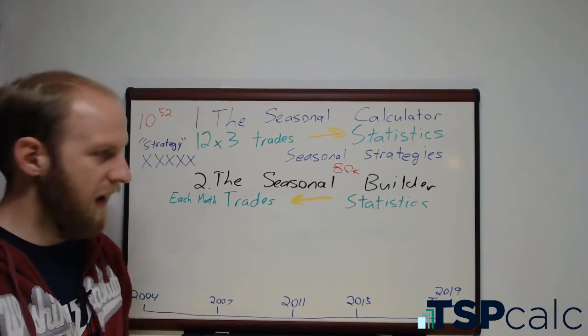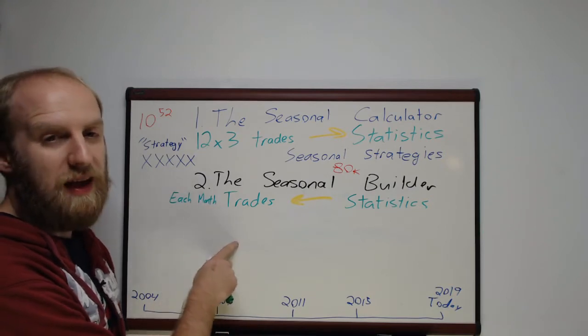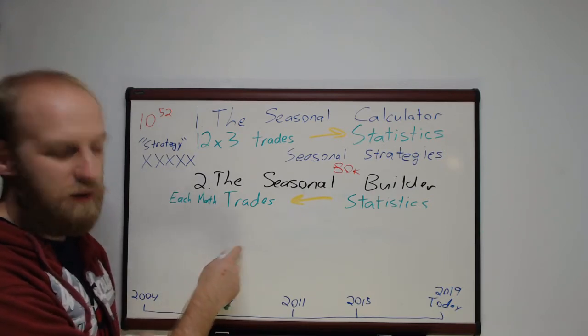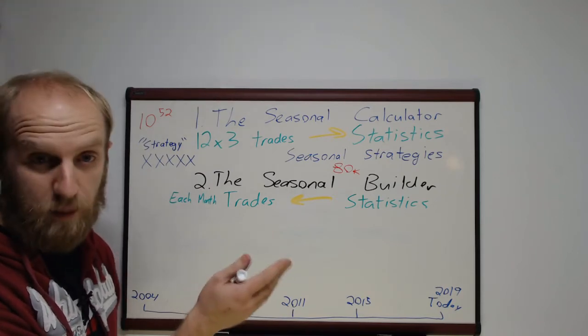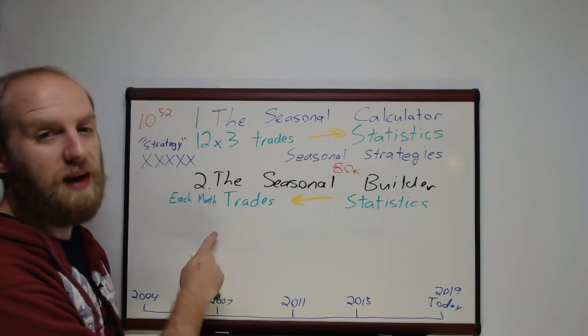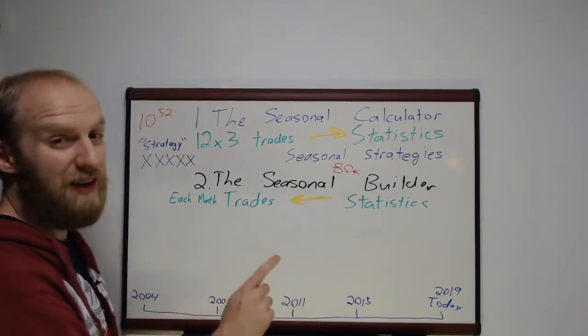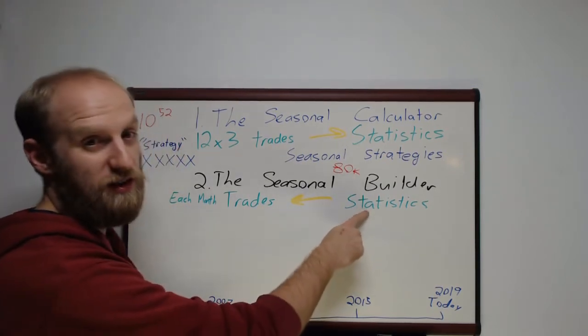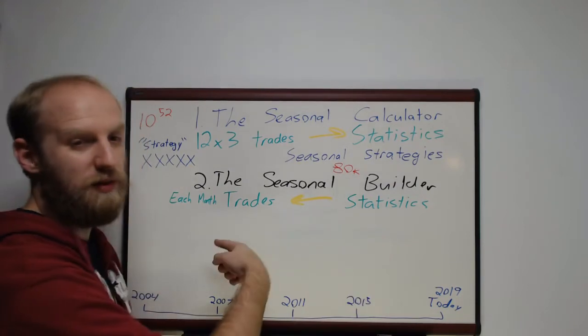I solved it. I built a database where each month, every possible way to trade that month, and there's somewhere between 3 to 500,000, depending on the month, each possible way to trade that month, I put it in the database and I calculated the statistics. So now you can go to that database and you can look at the statistics and then pick your trades. Makes sense? You're going the opposite direction.